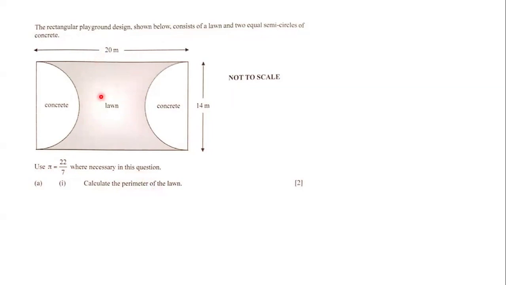And so here we have the lawn shaded, right? And so we have to determine the perimeter of the lawn. Now, what is the perimeter of the lawn? The perimeter of the lawn is the distance around the lawn. And so let's figure out this distance.